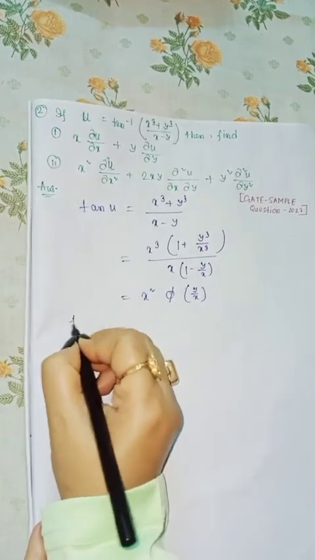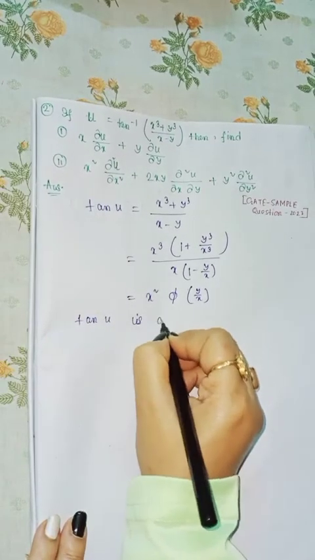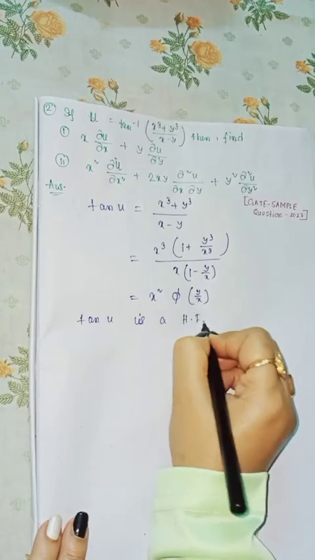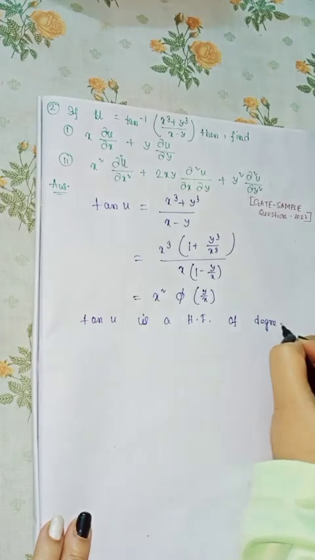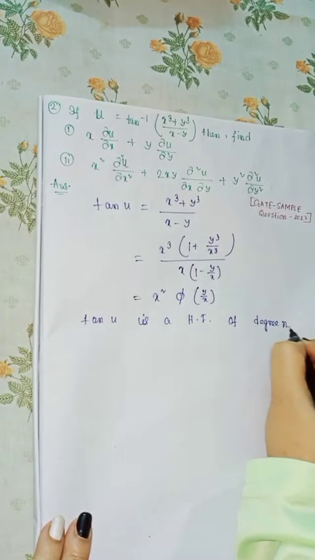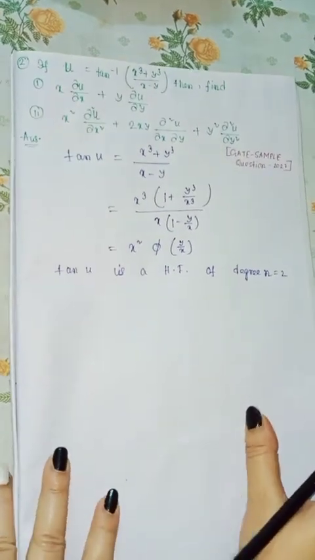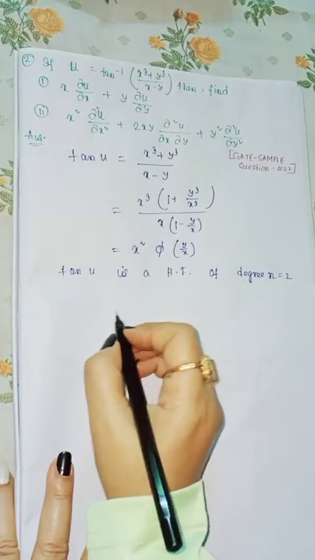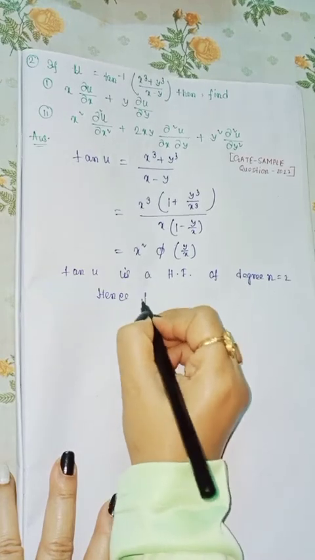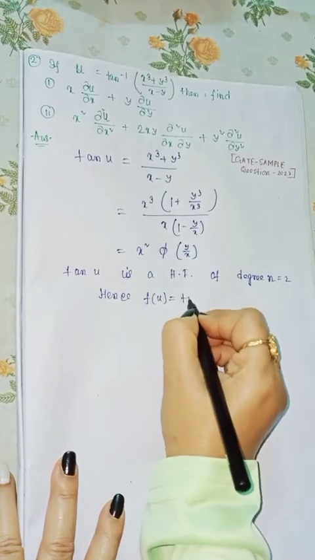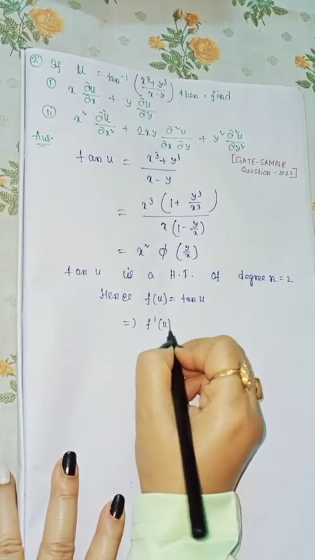So now tan u is a homogeneous function of degree what? Degree is n is equal to 2. Hence f of u is equal to tan u. That implies f dash u is equal to what? Sec square u.